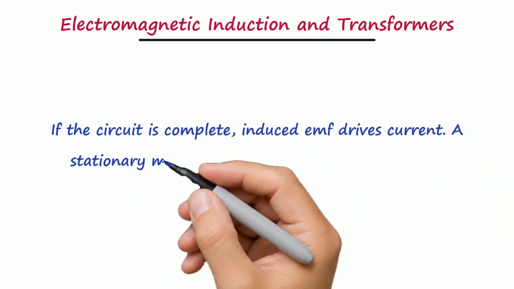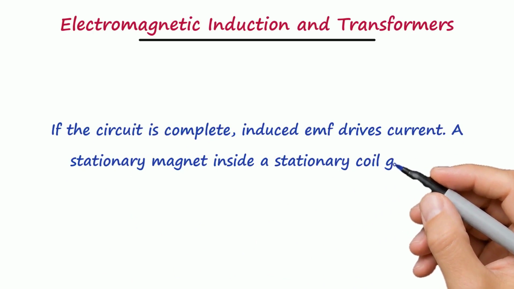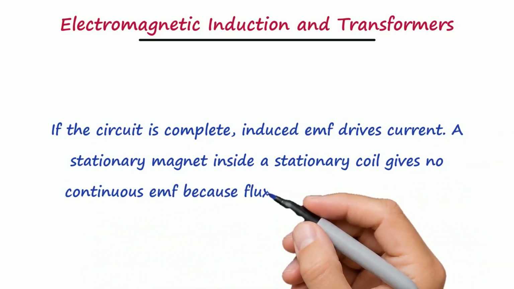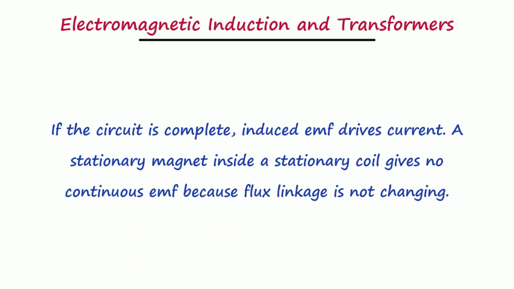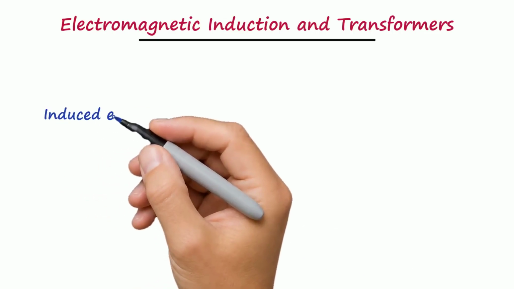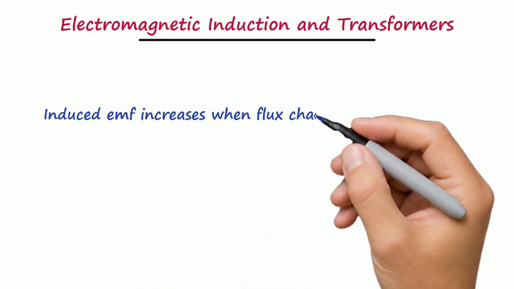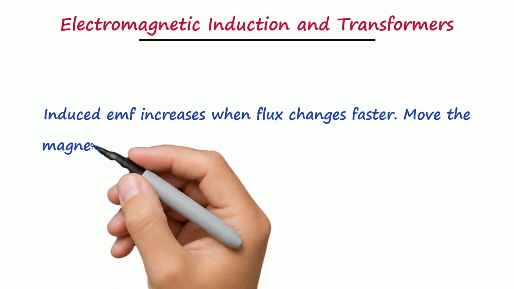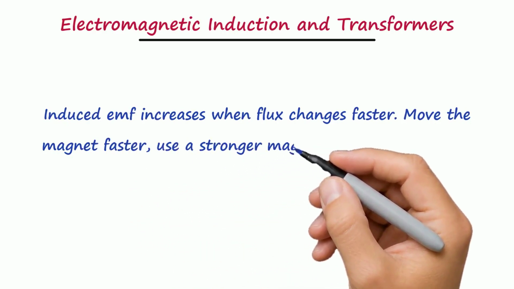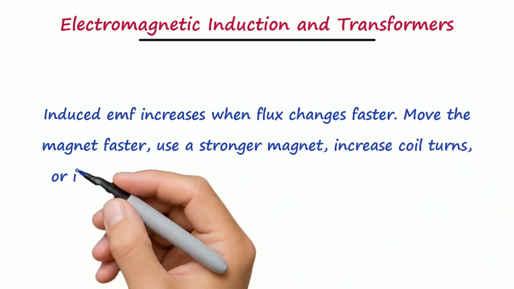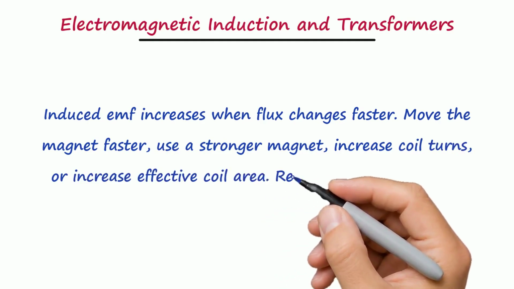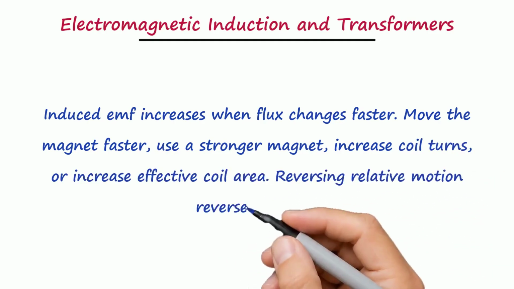A stationary magnet inside a stationary coil gives no continuous EMF because flux linkage is not changing. Induced EMF increases when flux changes faster. Move the magnet faster, use a stronger magnet, increase coil turns, or increase effective coil area. Reversing relative motion reverses current.